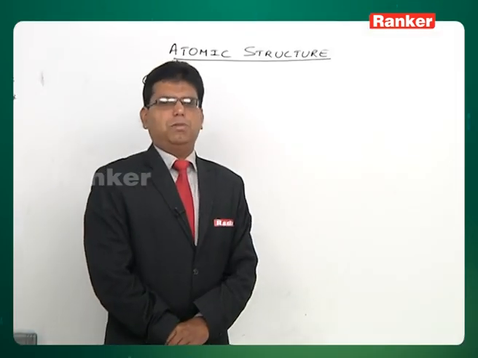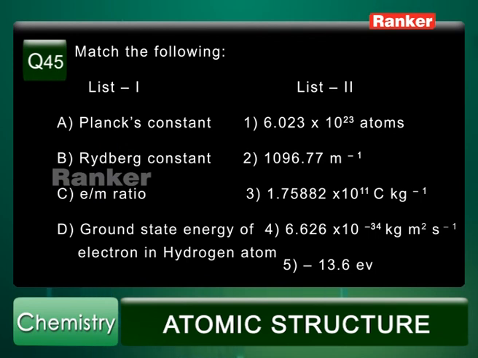Now let's go to question number 45. In list 1, it is given Planck's constant. Planck's constant is 6.625 into 10 power minus 34 kilogram meter square per second. So A relates to option 4 in list 2. So A must be 4. With A4, we have two options, 1 and 3. And Rydberg's constant is 109,677 centimeter inverse or 10,96,770 meter inverse. So B must be 2. A4, B2, so the answer must be option 3. That is 4, 2. Let's see C and D also. Let us check e by m ratio.